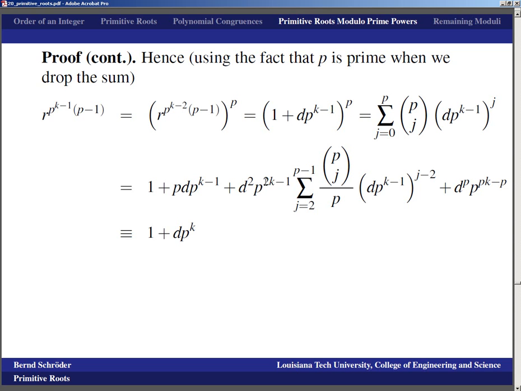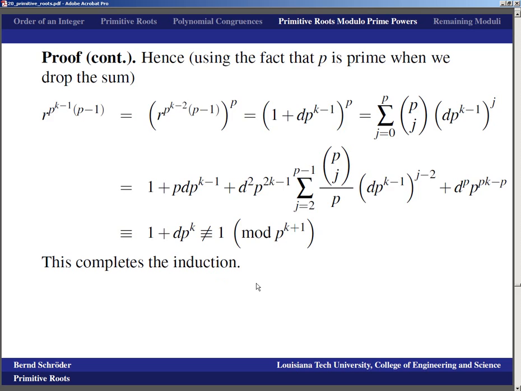Hang on, I'm trying to do divisibility when I just need a multiple. Okay, so the exponent is greater than k plus 1, which means there's a factor p to the k plus 1 in here. That's just it. And similarly here, pk minus p is greater than k plus 1, and so that means that these terms are all zeros here. That means we get 1 plus d times p to the k, and remember, p did not divide d, and that means that this is not equivalent to 1 modulo p to the k plus 1.